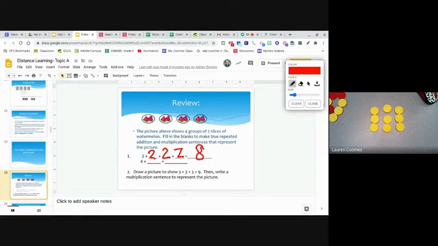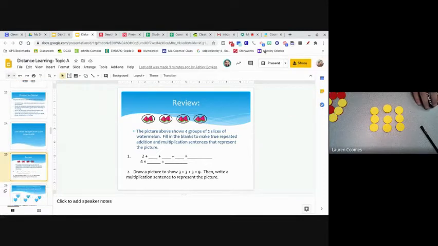So this next number sentence is 4 groups times 2, because I have 2 in each group. And then I have how many total? That's 8. Do you guys remember doing this yesterday on your exit ticket? If you did not do Zearn exit ticket yesterday, you have to make sure you get that done today, okay?